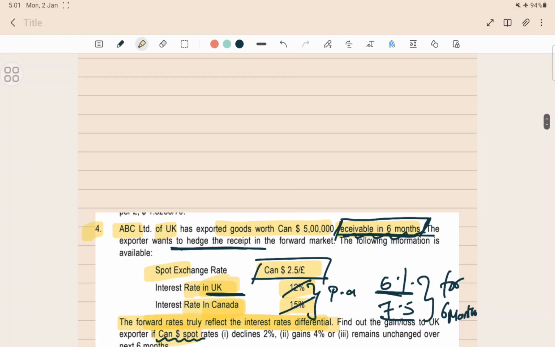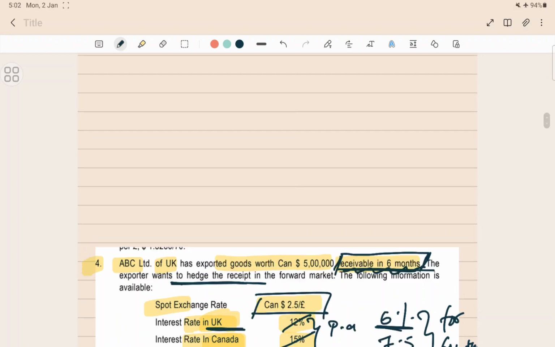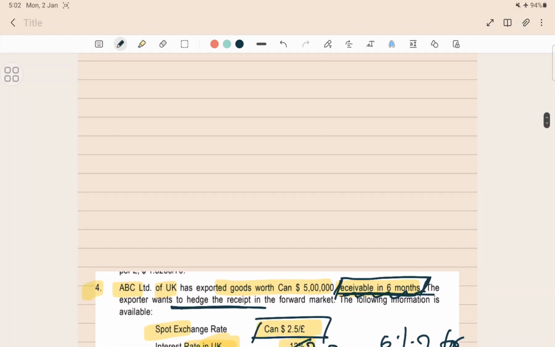So first they are saying the Canadian spot rate declines by 2%. Canadian spot rate means what? A direct Canadian dollar quote. But unfortunately, what we have been given in the question is a direct pound quote. That's why I was putting so much emphasis on the quote. We have been given a direct pound quote, but they are saying that the Canadian dollar spot is declining for the future. So first we convert this pound quote into a direct Canadian dollar quote, right?